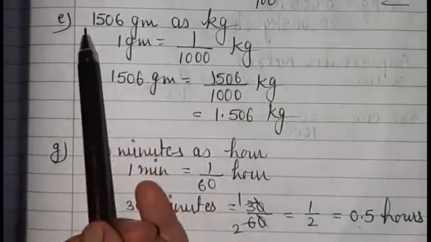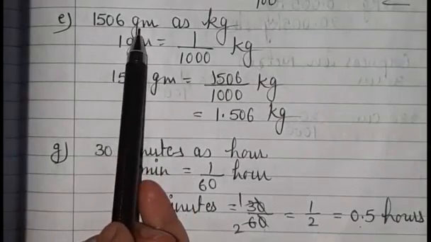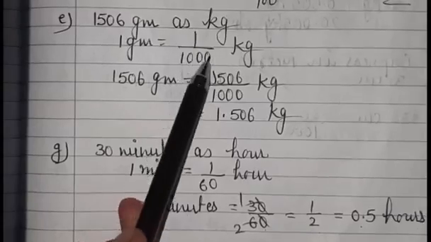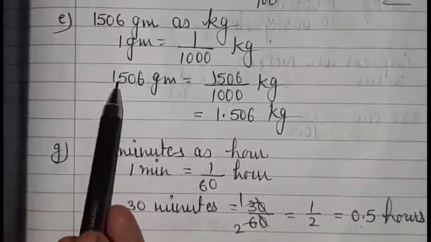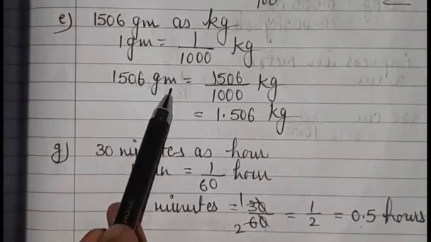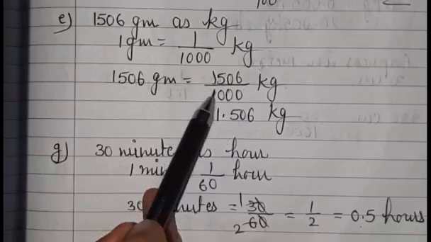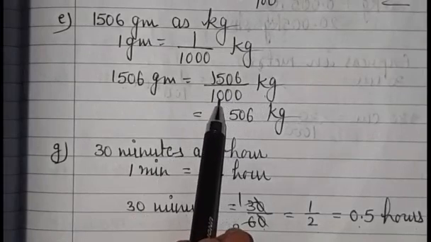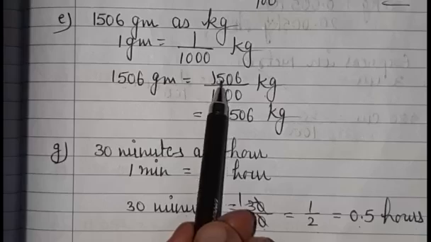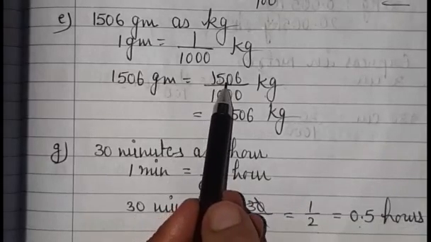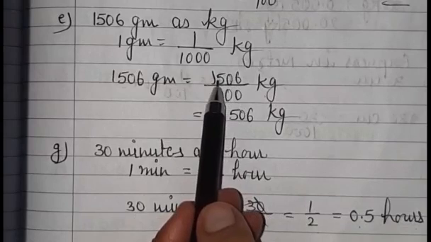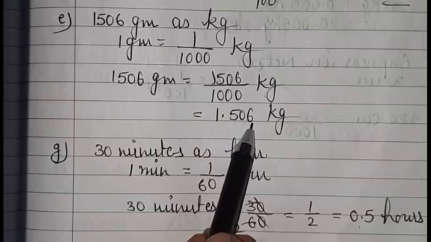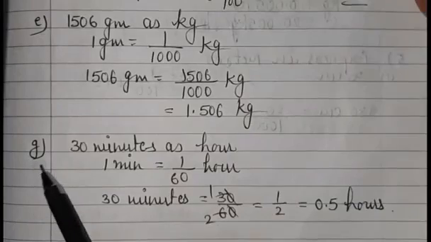Come to E part. 1506 gram as kilogram. We know that 1 gram is equals to 1 upon 1000 kilogram. So 1506 gram is equals to 1506 upon 1000 kilogram. Now here in denominator there are 3 zeros. So after 3 places towards left hand side we have to put decimal. So 1, 2, 3. Here we have to put decimal. So answer is 1.506 kilogram.